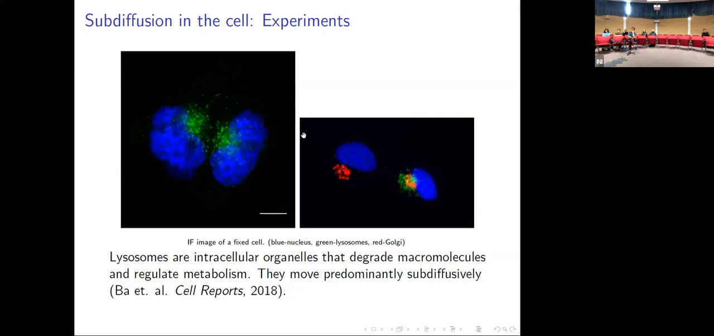And you can see that this subdiffusion actually creates an accumulation of lysosomes. Each green dot would be one of those particles near the cell's center, which is located near the nucleus of the cells, the blue in the pictures that you're seeing here. So there's two in both pictures. The green dots are the lysosomes. The red dot in the right picture is Golgi.